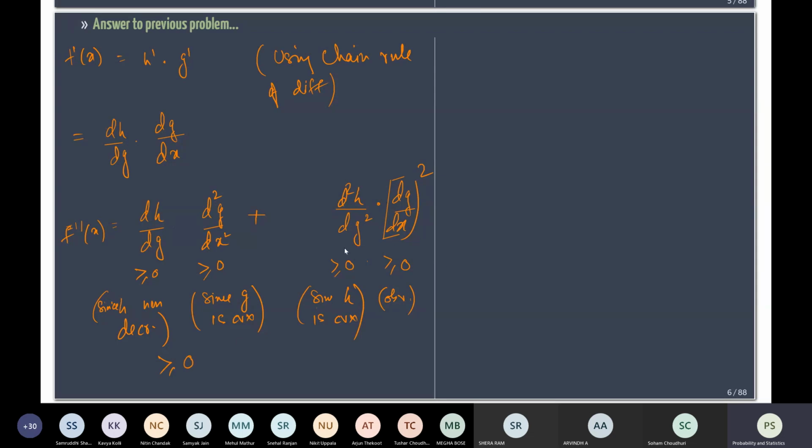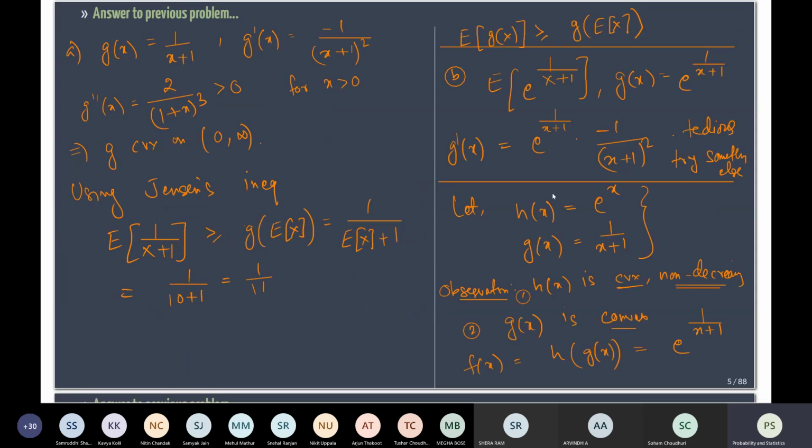Here we used a slightly different route to claim that this is greater than or equal to 0. You could have gone the other way also. As I said, it could have been tedious, but because it is positive, you should be able to prove that this will be positive if you go ahead and do one more derivative. But sometimes it is easier to use this. So this is convex.